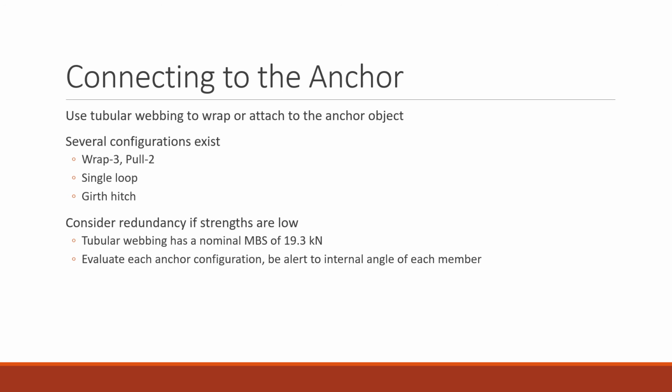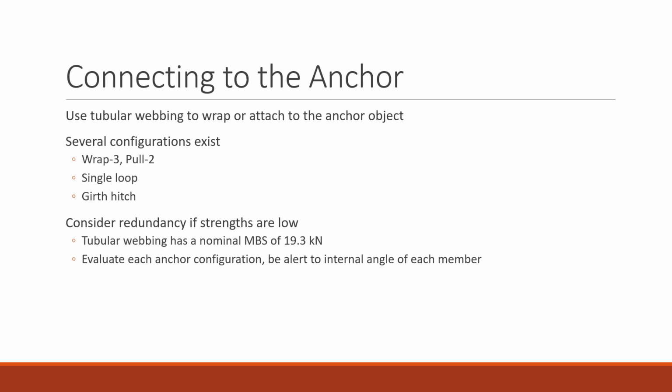The big thing is making sure that that internal angle stays as small as you can. Smaller than 90 is your goal. If you can get it down to 30 or less, life is good, and you're not overloading things. Tubular webbing has a nominal breaking strength of 19.3 kilonewtons. That's the standard from NFPA something or another. So that's probably going to be the lowest breaking strength component of your system.